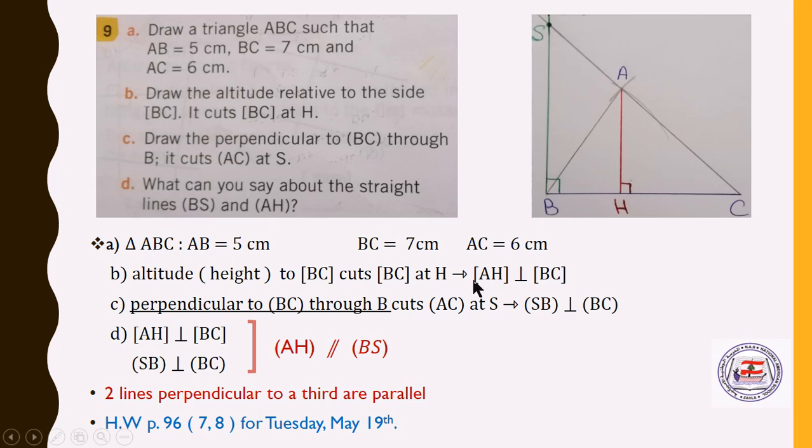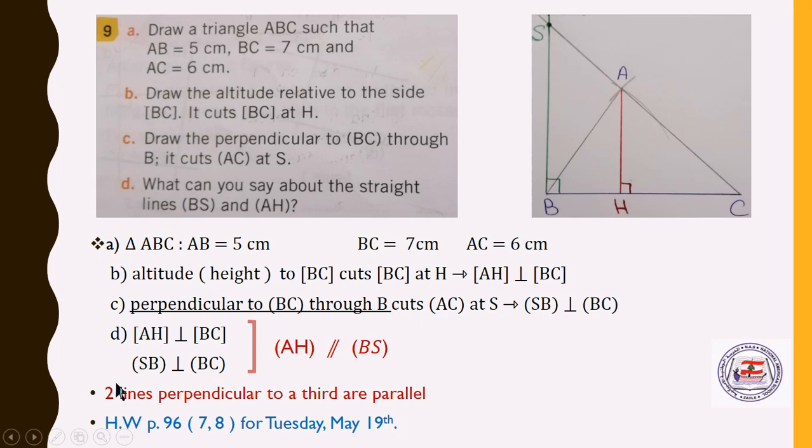What do we know from the given about these two? AH is perpendicular to BC. I write it here. And SB or BS is perpendicular to BC. Both of them are perpendicular to the same line. SB and AH are perpendicular to BC. What can I say about SB and AH? Yes, AH is parallel to BS, or SB. It's the same. So these two are parallel.